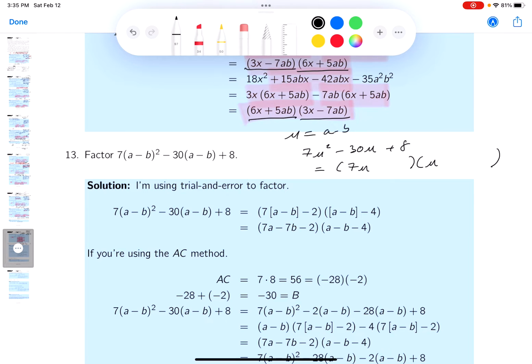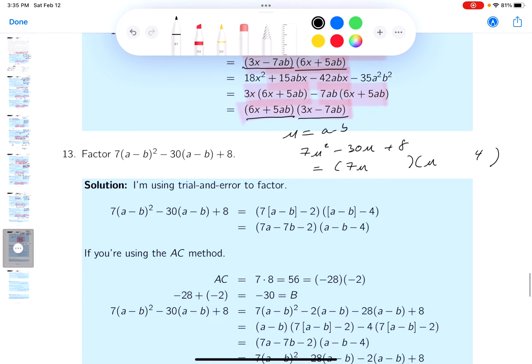All right? So I'm seeing that. And the reason, 4 times 7 is 28, and 2 times 1 is 2. Certainly you get the 30. Got to get some signs over here. Let's see if this works. So what do you get? 7u squared minus 28 minus 2 is minus 30. Yeah, you get it. This is good.